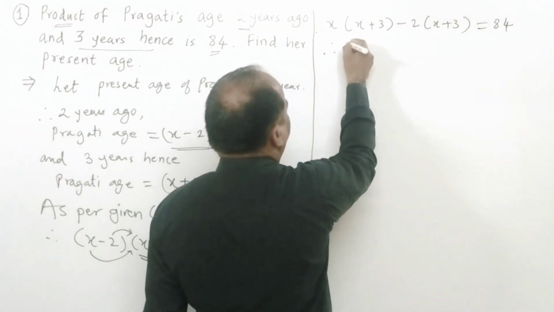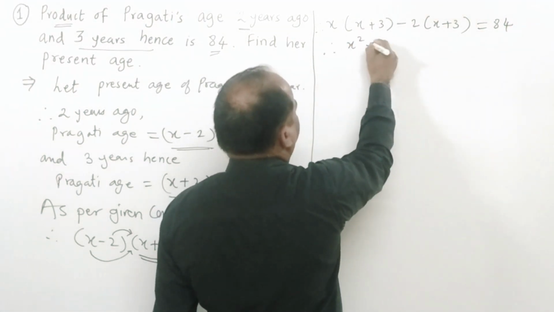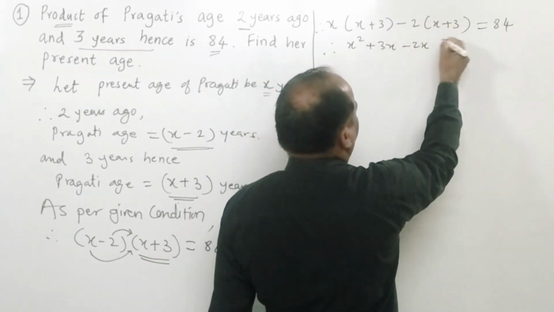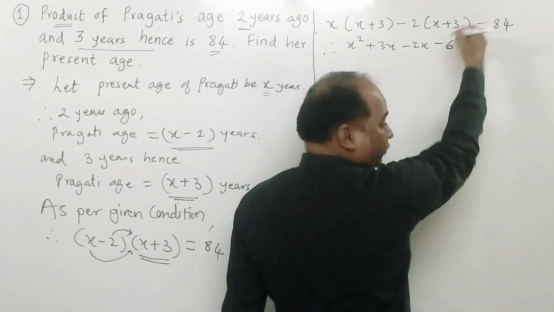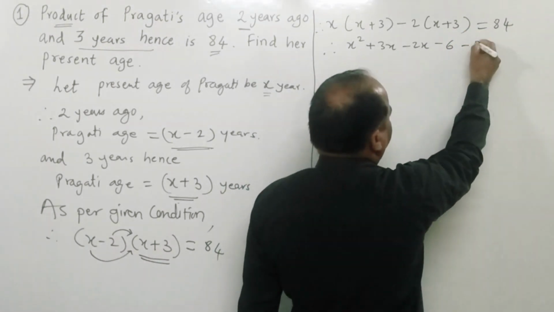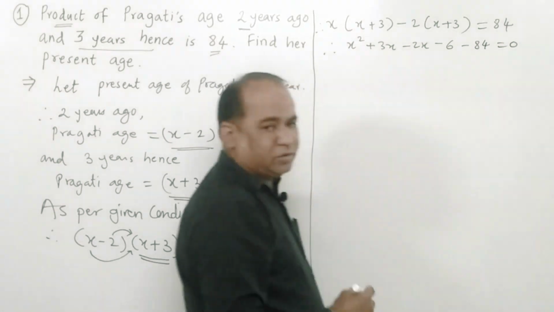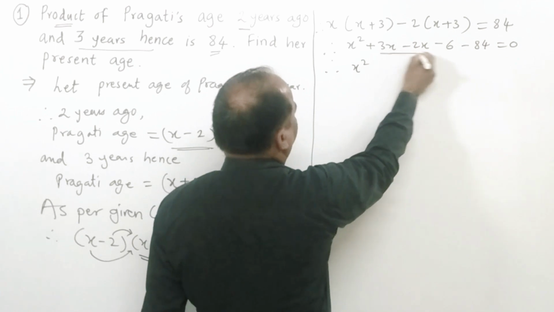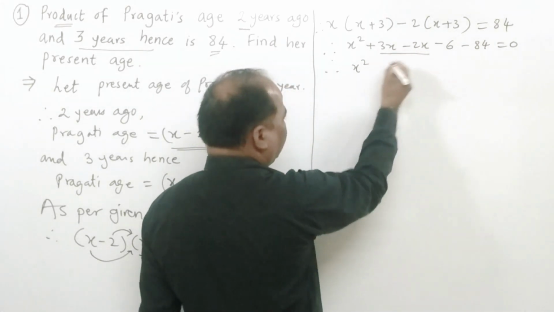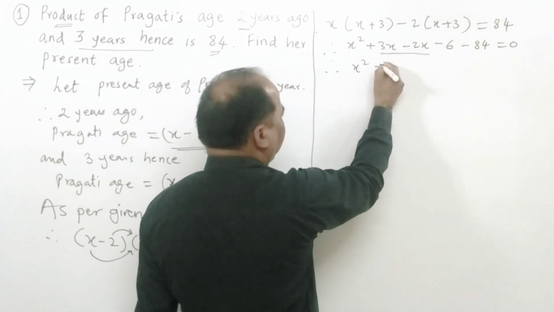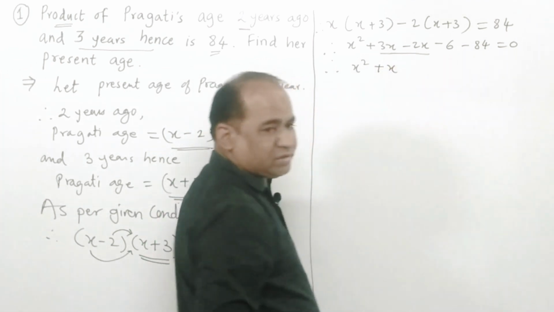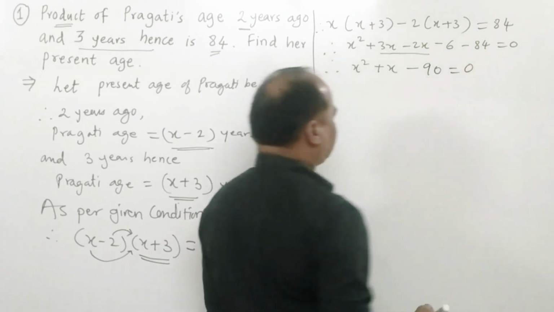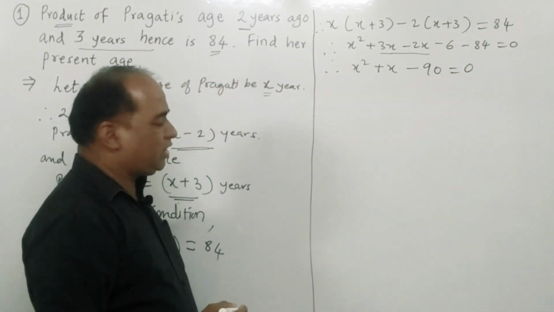Simplify: x into x, x square, plus 3x minus 2x, minus 2 into 3 is minus 6. This 84 we take on the left hand side, so minus 84 is equal to 0. Therefore, x square plus (3 minus 2 is 1) x, minus 6 minus 84 is minus 90, is equal to 0. This is the quadratic equation in one variable.